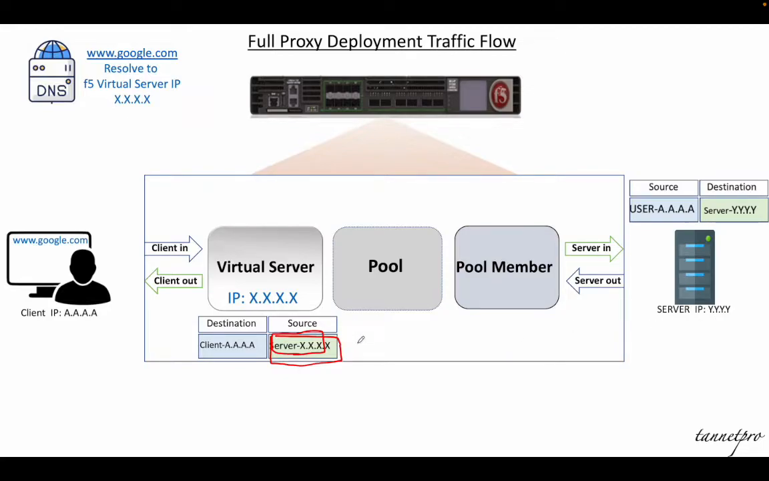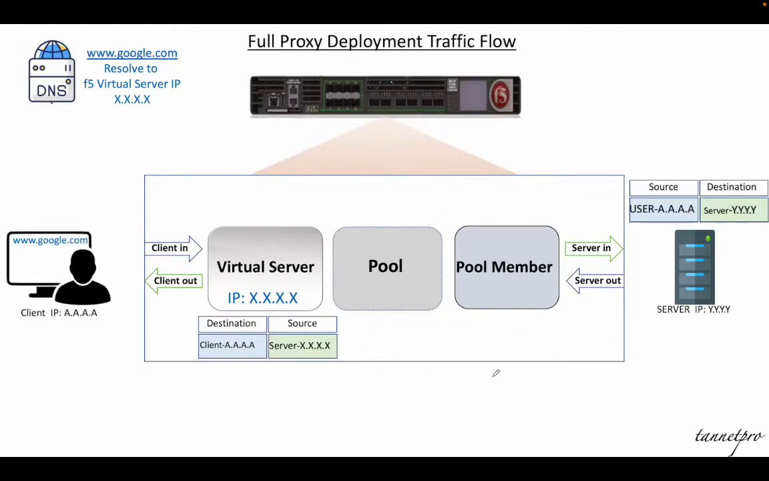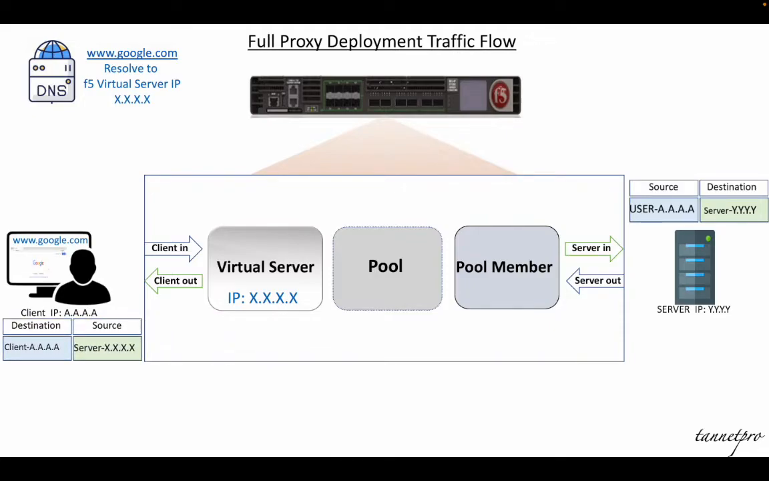Now once your virtual server receives it, your F5 box will change the source IP address to its virtual IP address, right? Then it will send to your client. Got it? It will change the source to XXX, then it will send to your client. Then it will open google.com. Got it?